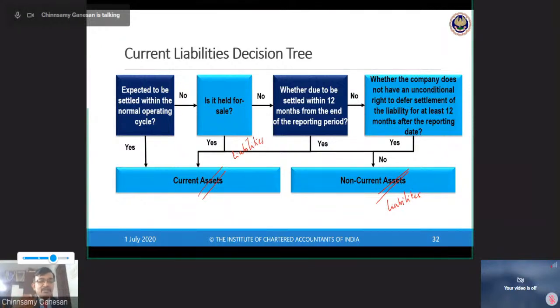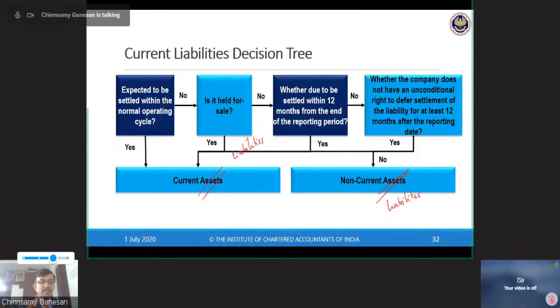By 31/3/2020. The moment it is over, I have to repay the first installment within 12 months from the end of the reporting period. I do not have an unconditional right to defer beyond 12 months because the holiday period is already over. So you have to be particularly careful about the date on which the loan has been taken.